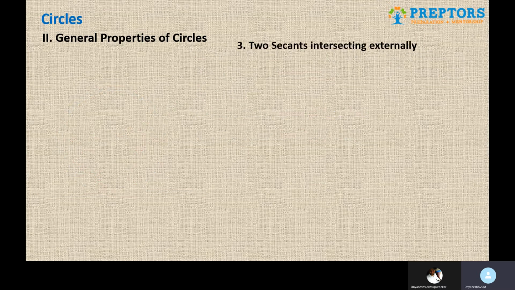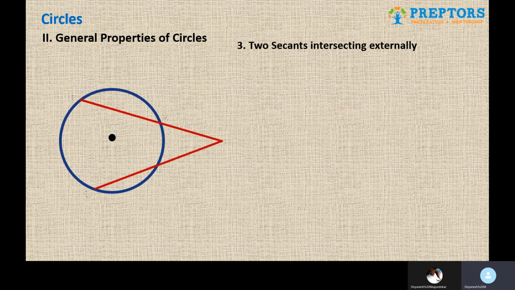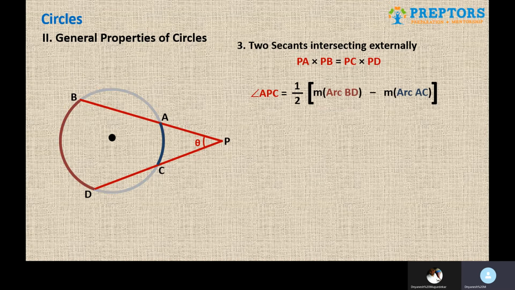The second theorem is two secants which are intersecting externally, so intersecting outside the circle. You have to remember a relation in this case, which is PA into PB is PC into PD. We are supposed to find the measure of angle APC, let that be angle theta, which is equal to half into measure of arc BD minus measure of arc AC. How do we measure arc BD and AC? We join them with the center and we calculate the angle made with respect to the center of the circle. So suppose BD makes an angle alpha and AC makes an angle beta. So the formula becomes theta is equal to half into alpha minus beta.